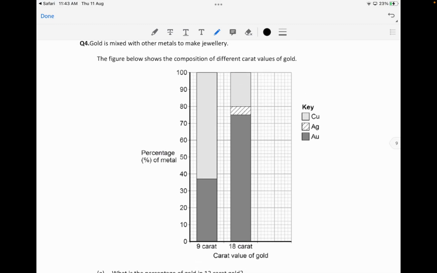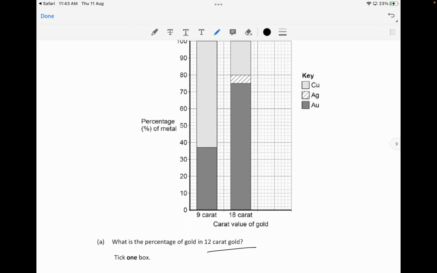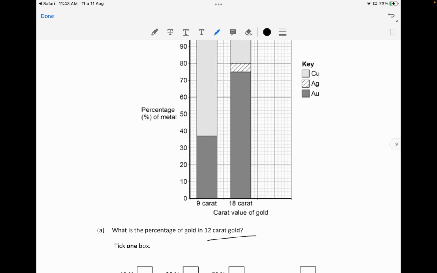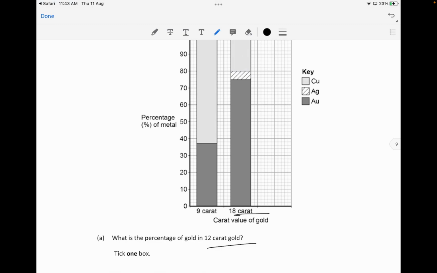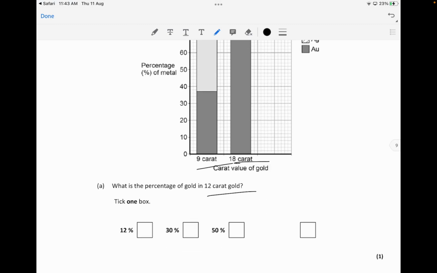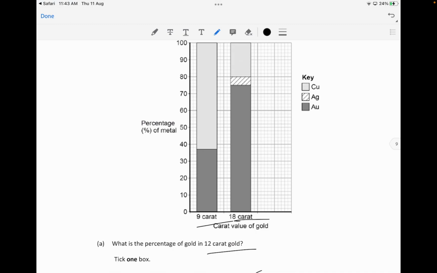So in a 12 karat gold, what is the percentage? This is more like an analysis question, and if you look carefully, you can see the carat value of gold. It's going to be roughly, let's say if this is about 18 carats and this is 9 carats, somewhat about 50% is going to be your percentage of gold in a 12 karat gold. That's going to be roughly about that.